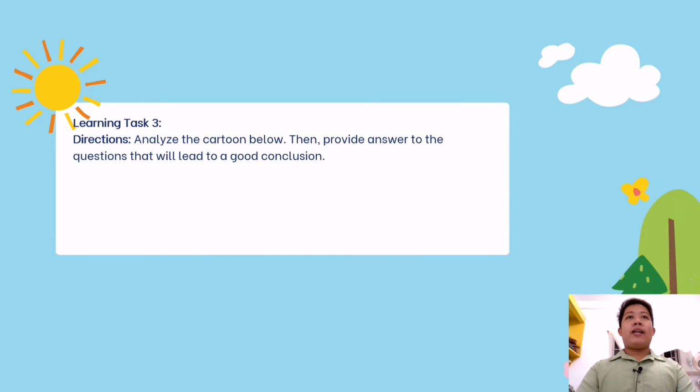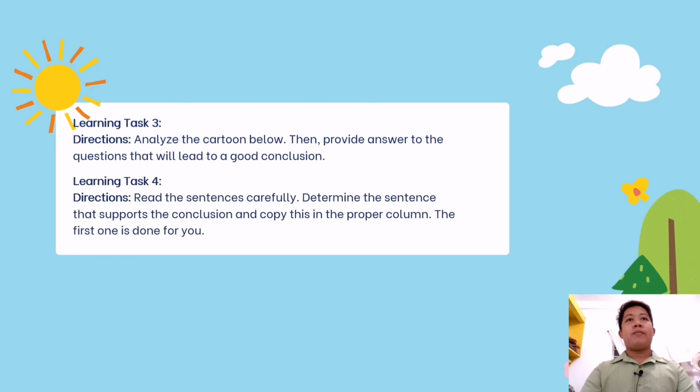For learning task number 3, you have to analyze the cartoon below. Then, provide answer to the questions that will lead to a good conclusion. And for learning task 4, you have to read the sentences carefully. Determine the sentence that supports the conclusion and copy this in the proper column. The first one is done for you.